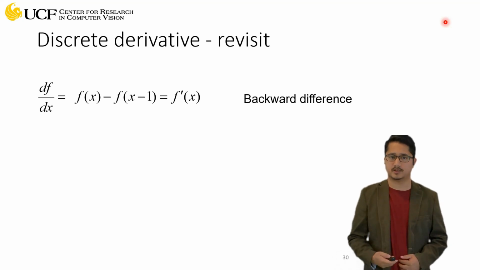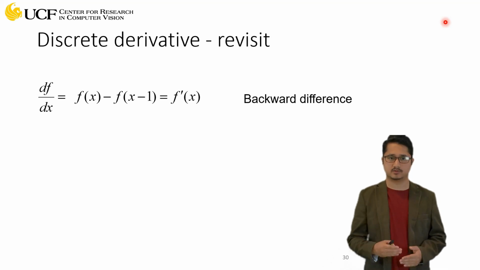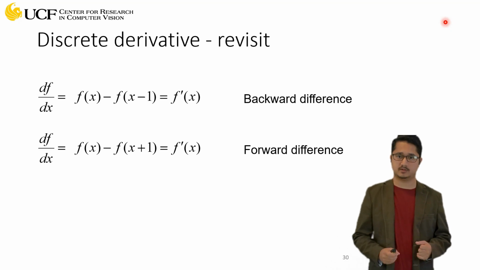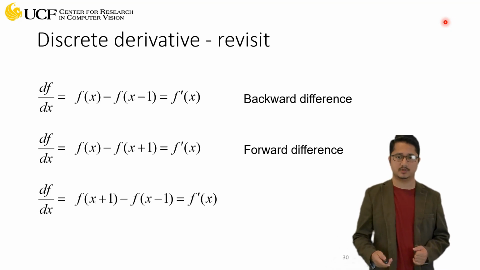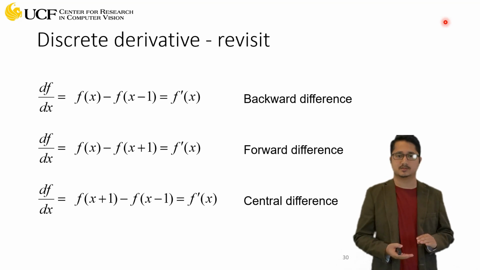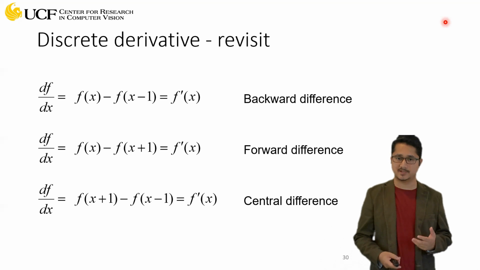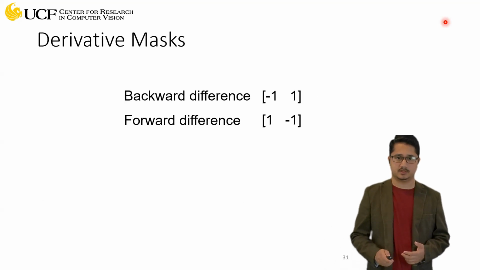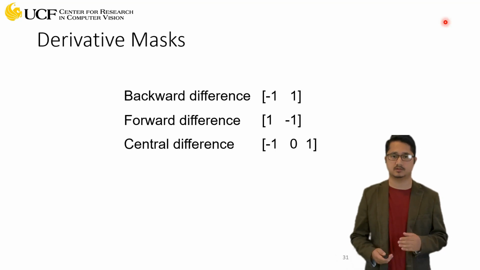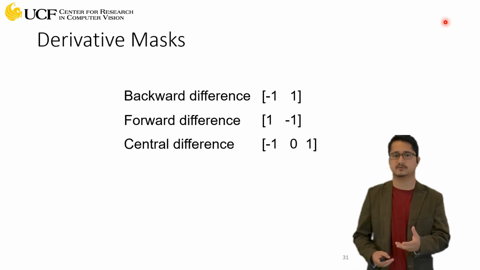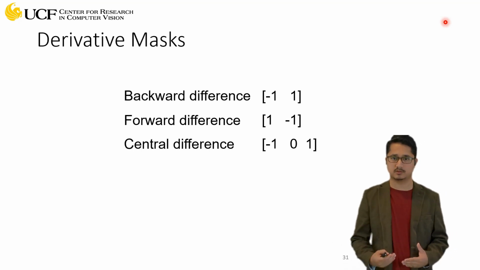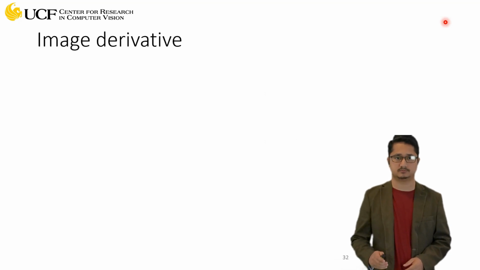We talked about how we can convert continuous derivatives to discrete derivatives, and we talked about 3 different variations: backward difference, forward difference, and central difference. We also saw how we can represent these 3 different filters as a derivative mask. For backward difference, we have -1 and 1. The second one is forward difference, and the third one is central difference. If we use these filters to perform filtering on an input image, they give us derivatives of that image.